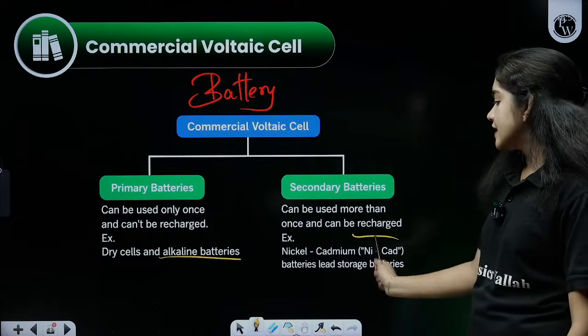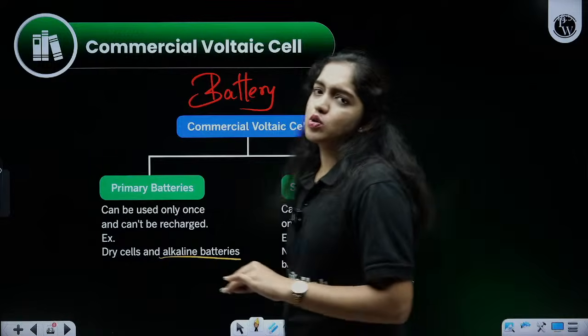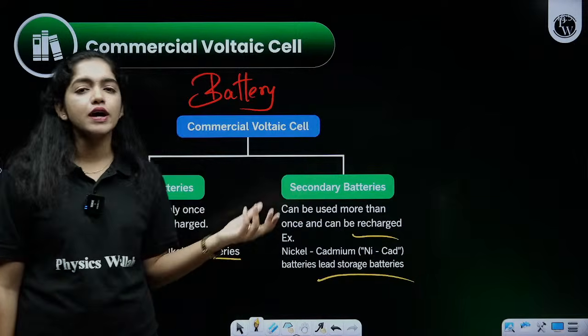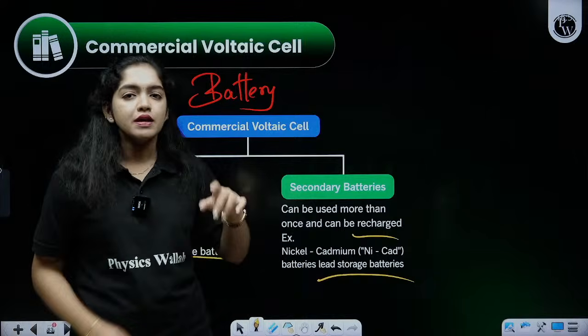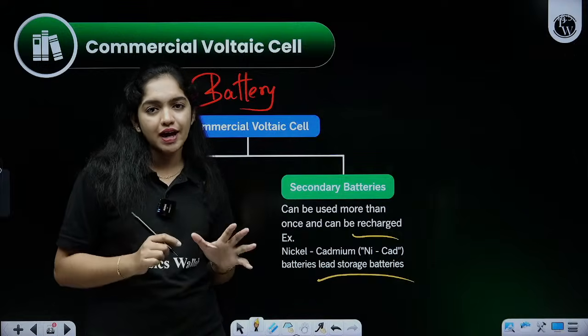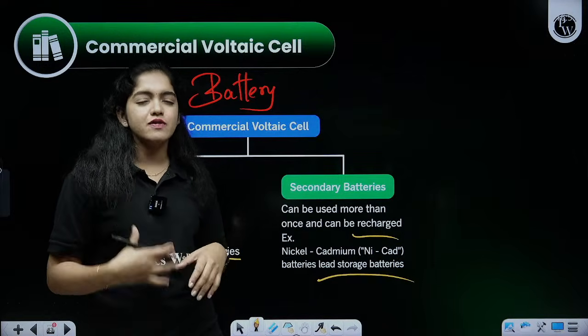Examples are nickel-cadmium cell and lead storage battery, which is very important. The lead storage battery we use in our vehicles and in inverters. When there is no current, we use inverters in our home. You will say it is a big battery. What is happening there? We are storing, right? Chemicals will be stored there. So that energy we are using.